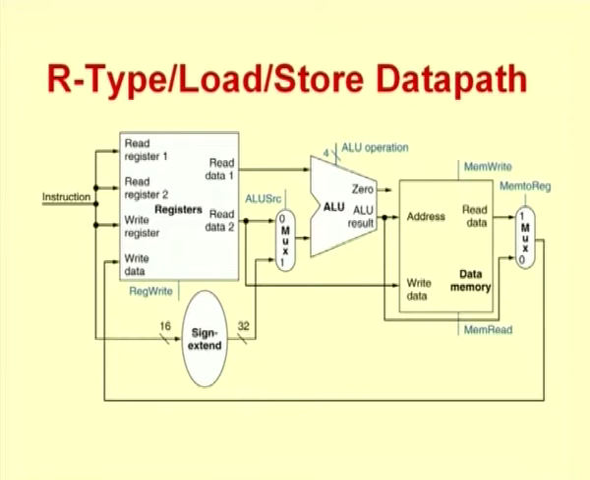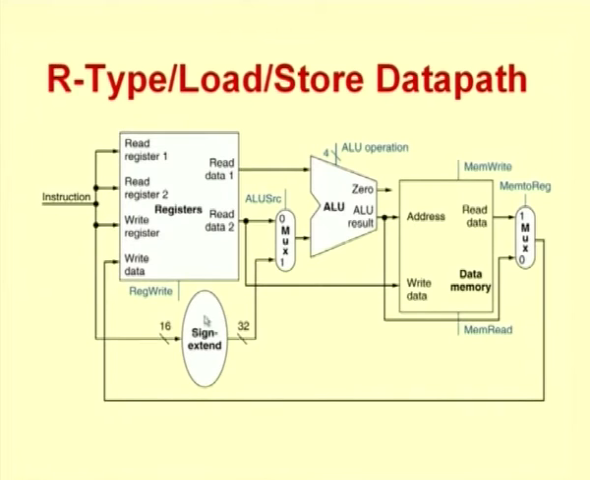let's look at our R type, that is a register type instruction, along with the load store data path. This is what we have, and see how these different control signals can actually be derived. So you can see that if I am just looking at a simple R type and load store data path, I am not looking at the jump instructions. Just for these types of instructions, what are the different control signals that we need to generate?